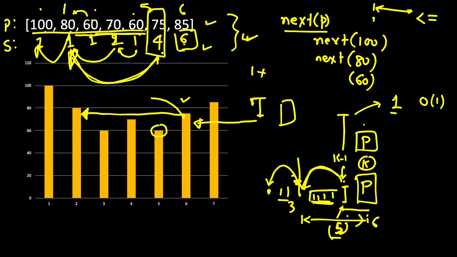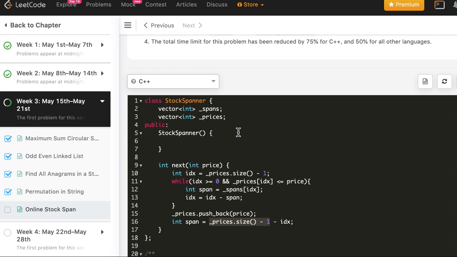So here, whatever is the current index and whatever is the higher price, you just subtract those indices and you get the current span, and that will be stored in this spans. So spans.push_back(span), and we also return the span.